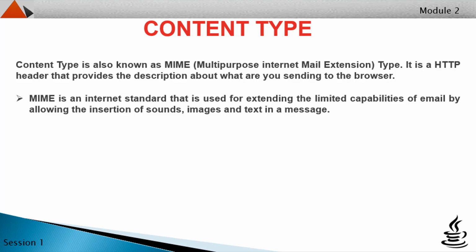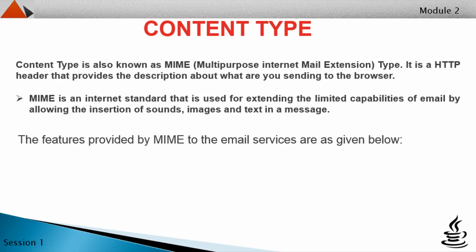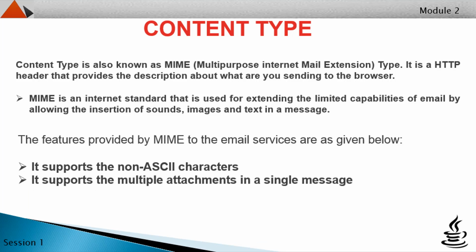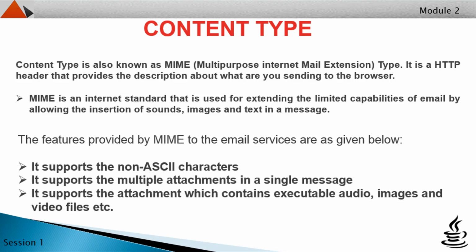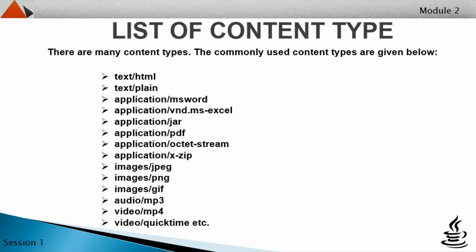The features provided by MIME to the email services are as given below. It supports non-ASCII characters. It supports multiple attachments in a single message. It supports attachments which contain executable, audio, images and video files, etc. It supports unlimited message length. There are many content types. Commonly used content types are shown on your screen. These content types are mostly used.